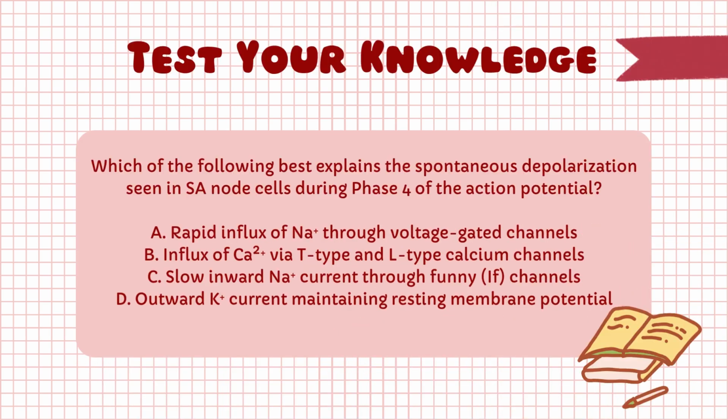Now test your knowledge with this quick question. Which of the following best explains the spontaneous depolarization seen in SA node cells during Phase 4 of the action potential? A. Rapid influx of Na through voltage-gated channels. B. Influx of Ca²⁺ via T-type and L-type calcium channels. C. Slow inward Na current through funny, IF, channels. D. Outward K current maintaining resting membrane potential.